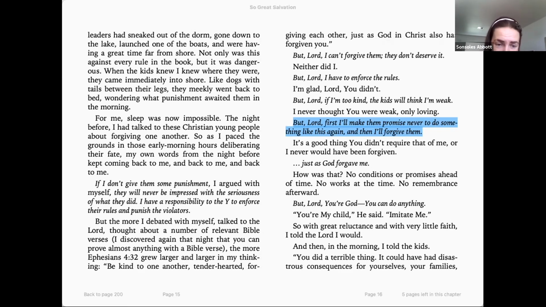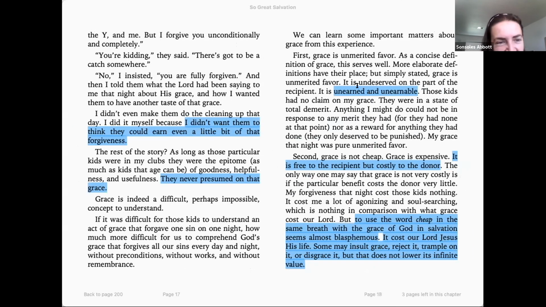Then in the morning, I told the kids, you did a terrible thing. It could have had disastrous consequences for yourself, your families, the Y and me. But I forgive you unconditionally and completely. You are kidding, they say. There's got to be a catch somewhere. No, I insist. You are fully forgiven. And then I told them what the Lord had been saying to me that night about His grace and how I wanted them to have another taste of that grace.